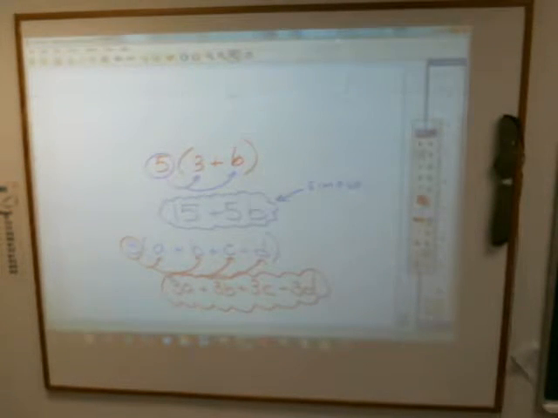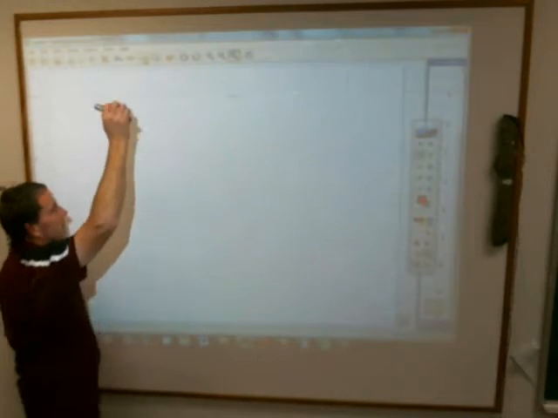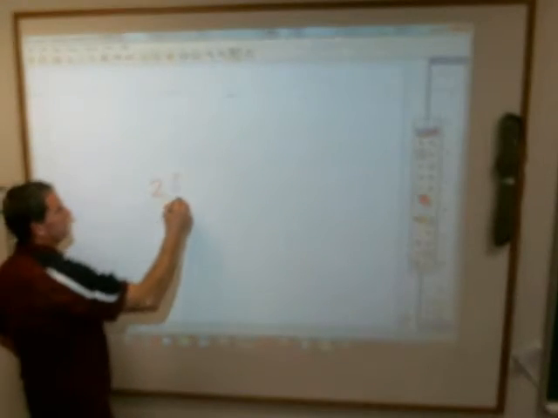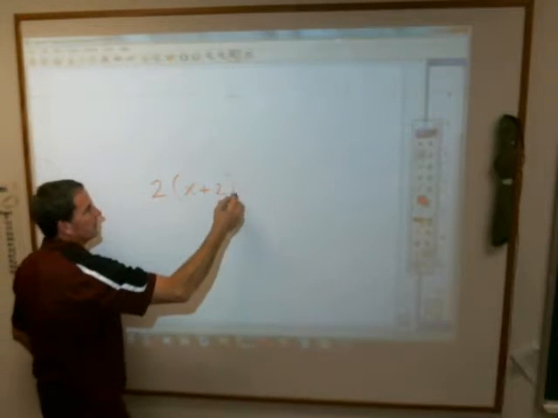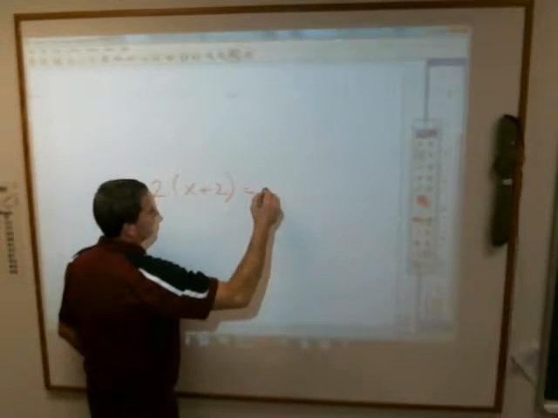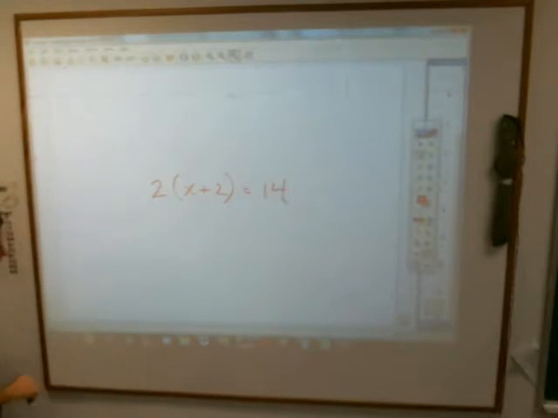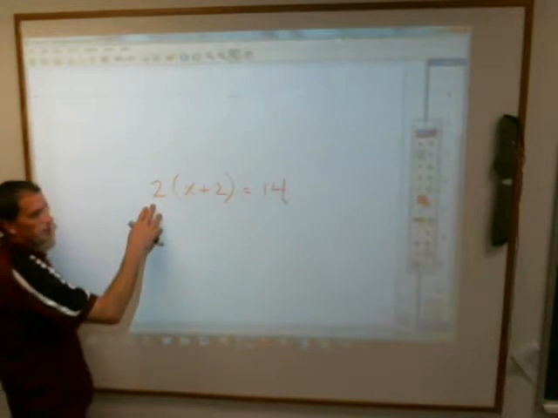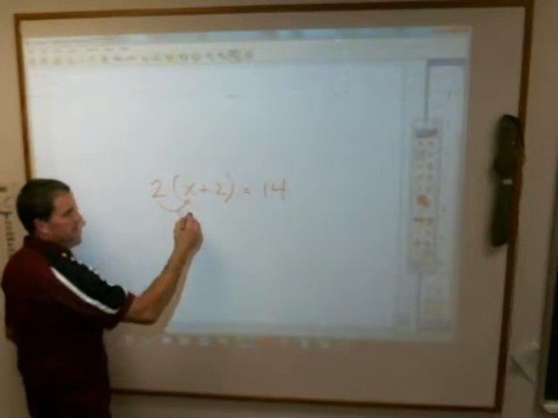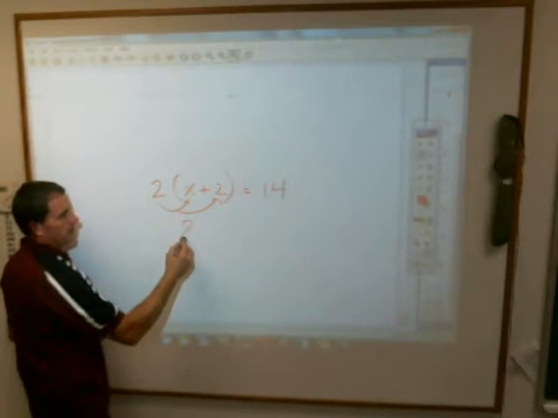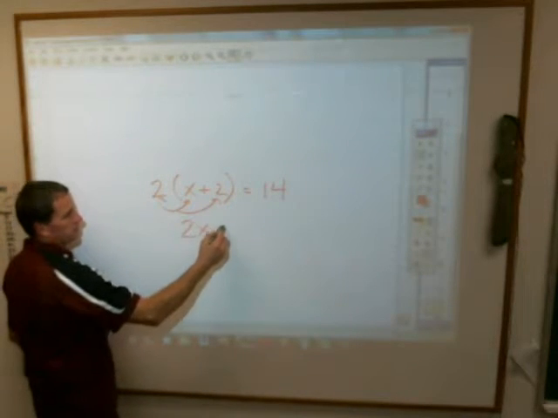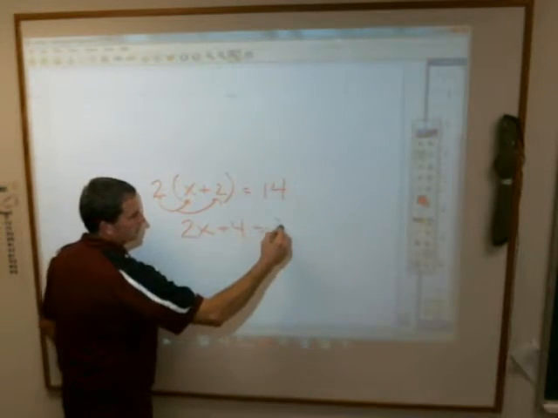Sometimes it'll help you in working out a problem. What would be a case when this could help you working out a problem? Here would be a case. Let's say you have this, 2 times x plus 2 equals, let's say, 14. Now you probably could figure that out without the distributive property, because you'd say what 2 times what gives you 14. But if you wanted to use the distributive property here, what would you do? You'd multiply the 2 times the x and the 2 times the 2, so you'd end up with 2x plus 4 equals 14.